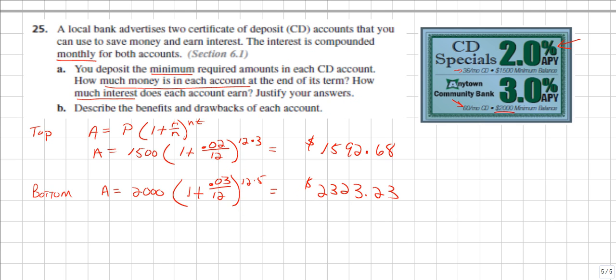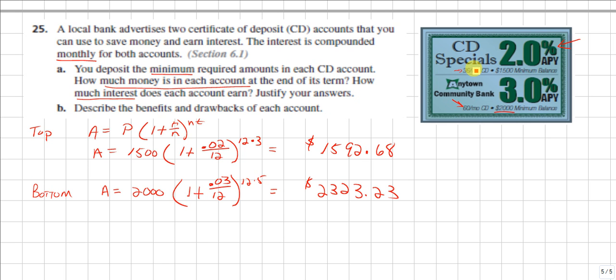The last thing says describe the benefits and drawbacks. That's really not so important, but here are some things to consider. The second CD certainly makes more money. I have to put more money in, and because the interest rate is higher, it's actually giving me a better return. I have $2,000 that I have to put in the account, which maybe is a drawback. I also have to keep the money locked up for 5 years, which would be indicative of the higher interest rate that it's going to pay me.